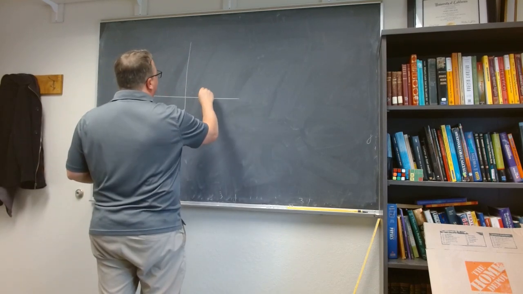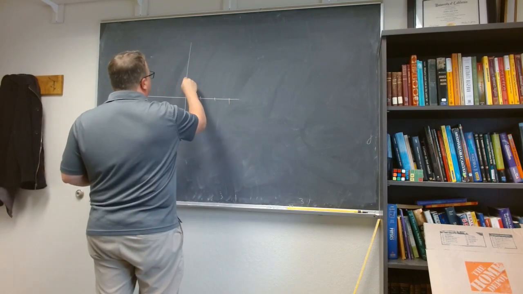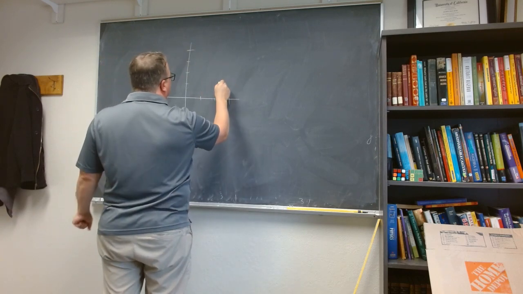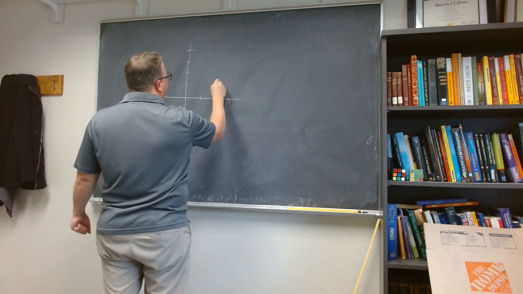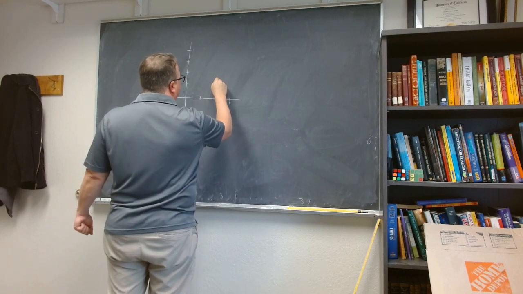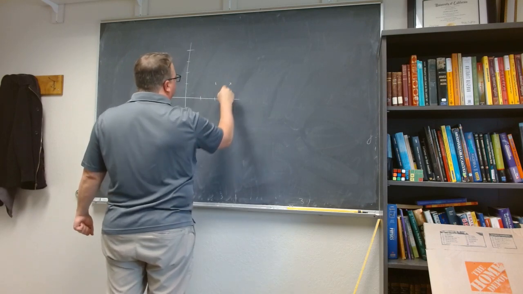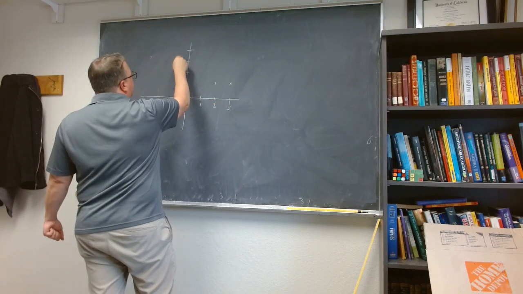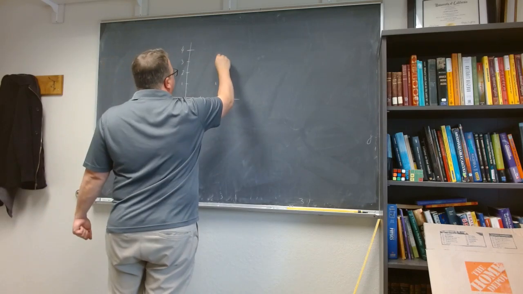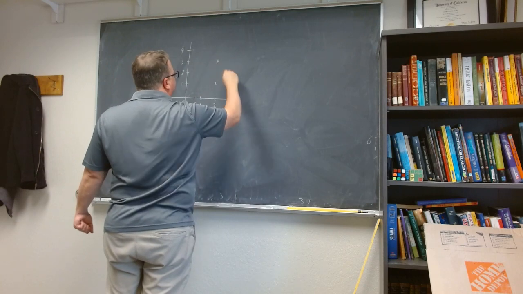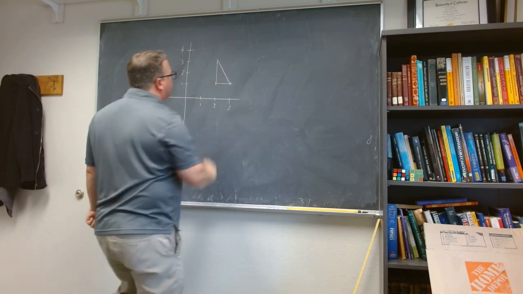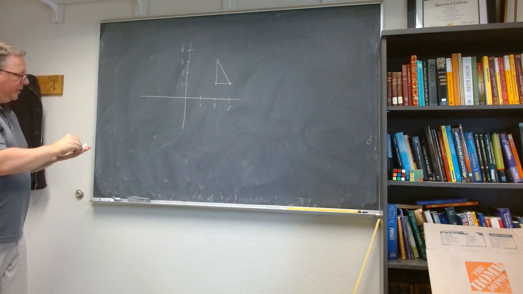All right, so what I'm going to do is set up a triangle that I'm going to want to integrate. My triangle is going to start here, and it's going to go here. So this is 1, 2, 3, and 1, 2, 3, 4. And then it's going to go up to 3, and then it's going to come down here. So this is going to be the region that I'm going to rotate.